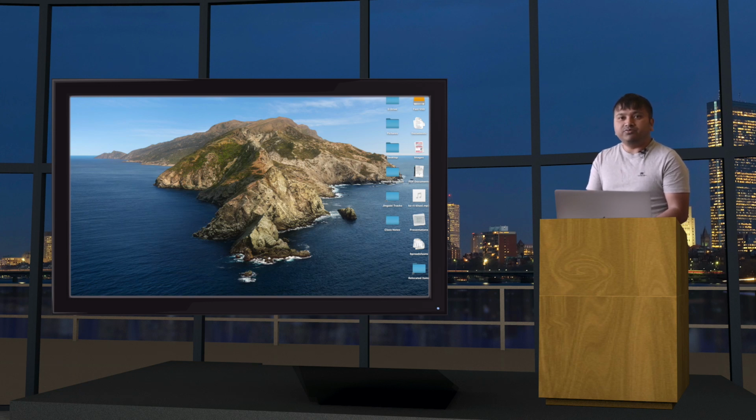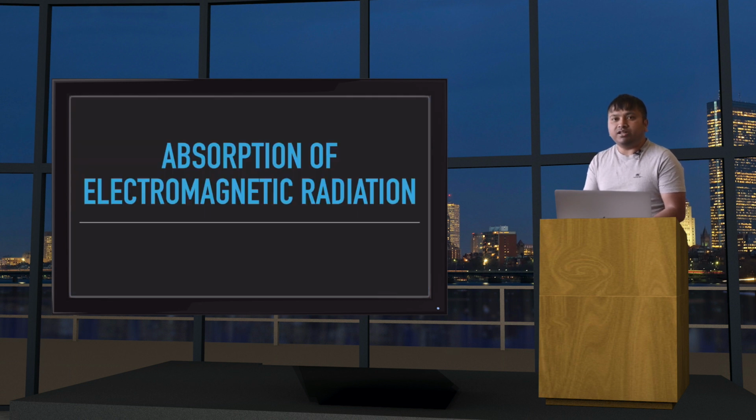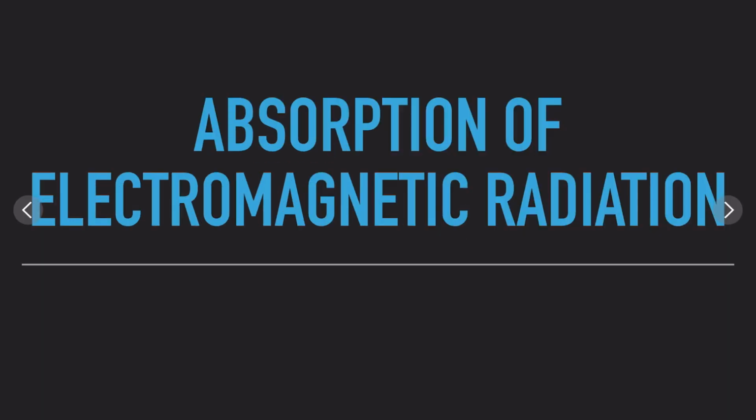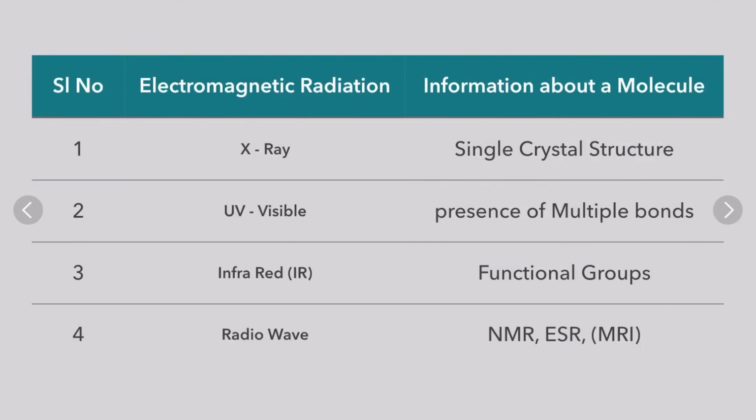In continuation with our last class, we'll discuss spectroscopy. Before we do that, that day we saw electromagnetic radiation. Today we'll see how electromagnetic radiation is absorbed by molecules or by matter. This part is known as absorption of electromagnetic radiation.